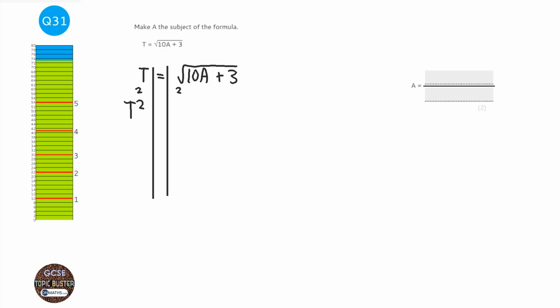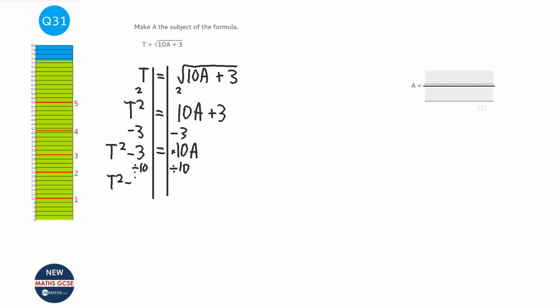So we've got t squared equals, and when I square the square root, it just gets rid of the square root. Okay, next I need to get rid of that 3, so I'm going to take away 3 from both sides. So we've got t squared minus 3 equals 10a. Then I'm going to get rid of that 10. Now that's a times 10 there, so I need to divide both sides by 10. Now I could divide the t squared by 10 and the 3 by 10, or I can just write it as a fraction, which is a lot easier. So just put the whole thing over 10. So therefore a equals t squared minus 3 over 10.